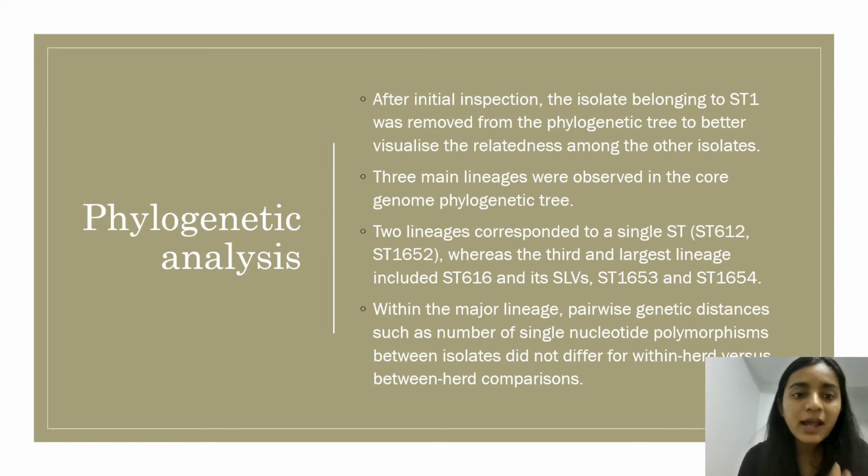And what comes in phylogenetic analysis? After all this initial inspection, the isolate belonging to ST1 was removed from the phylogenetic tree to better visualize the relatedness among the other isolates. 3 main lineages were observed in the core genome phylogenetic tree. 2 corresponded to a single ST, whereas the third and largest lineage included ST616 and its SLVs ST1653 and 1654. Within the major lineage, pairwise genetic distances, such as the number of single nucleotide polymorphisms, between isolates did not differ within the herd versus between herd comparisons. So there was not much difference.